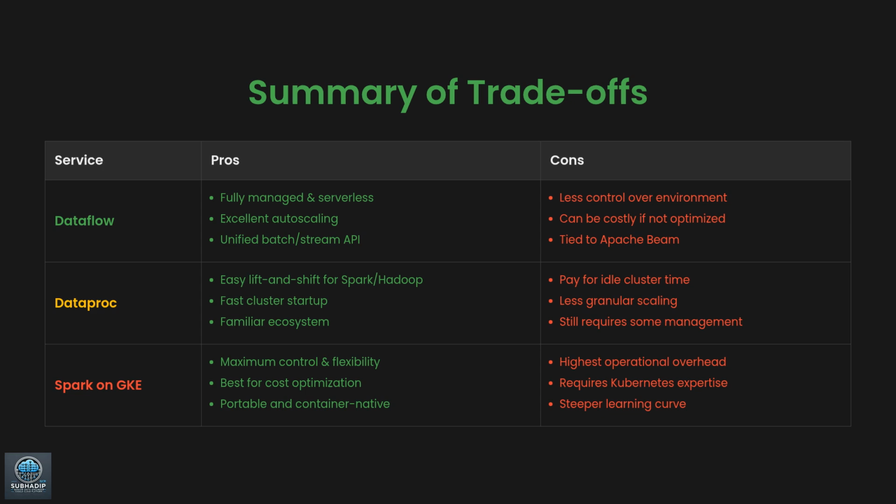Dataflow offers simplicity and powerful autoscaling, but less control. Dataproc is the perfect middle ground for migrating existing jobs, offering a familiar environment with managed infrastructure. Spark on GKE provides ultimate control and cost-saving potential, but demands the highest level of operational expertise.